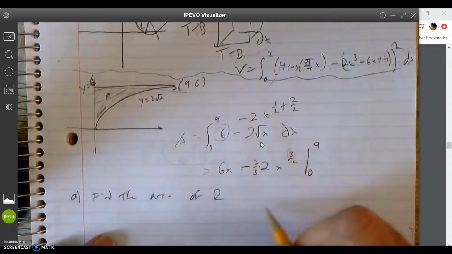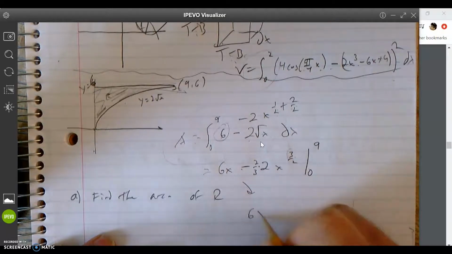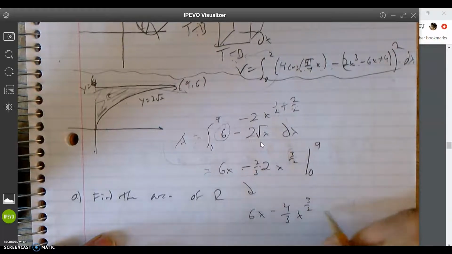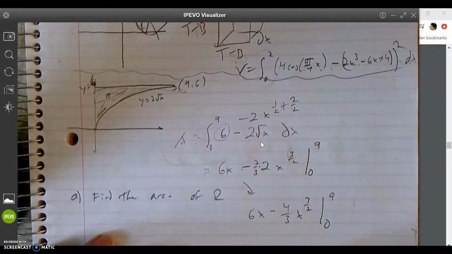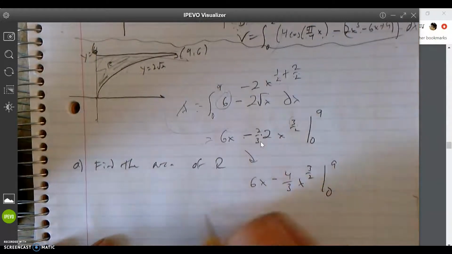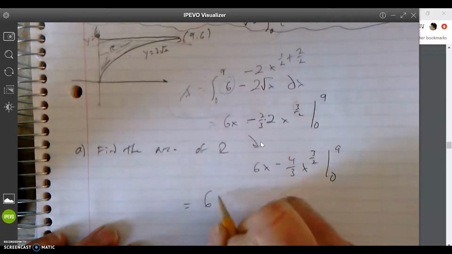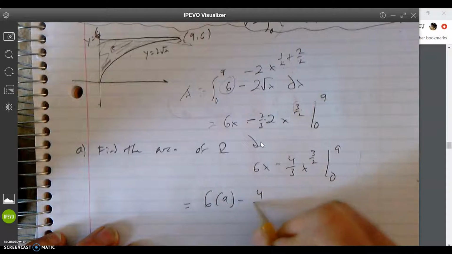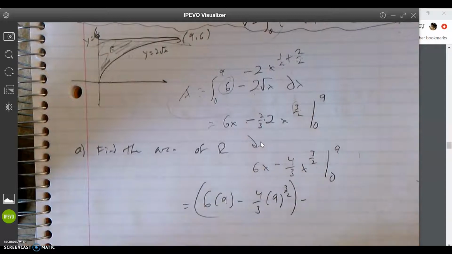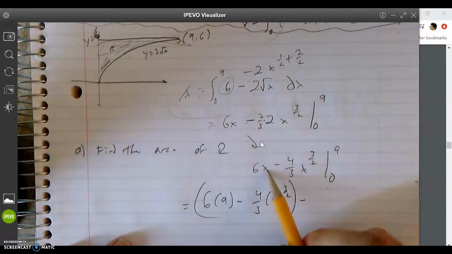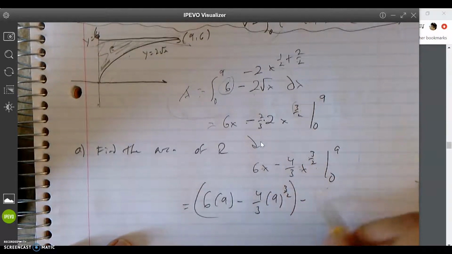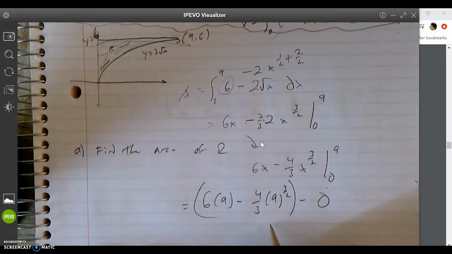So let's clean this up a little bit. That's going to be 6x minus 2 times 2, so it's 4/3 x to the 3/2, and you're plugging in 0 and 9. Okay, so now I got that, so that's another point. So now we have to keep solving. I'm plugging in 9 first: 6 times 9 minus 4/3 times 9 to the 3 over 2, minus, when you plug in 0, 0 to any power is 0, so this is just going to be 0.